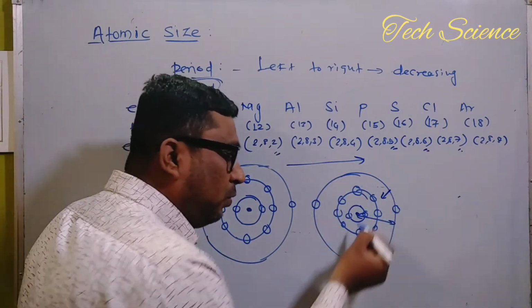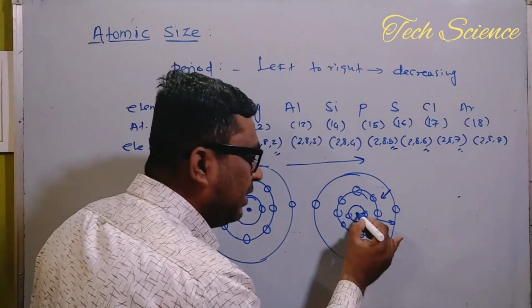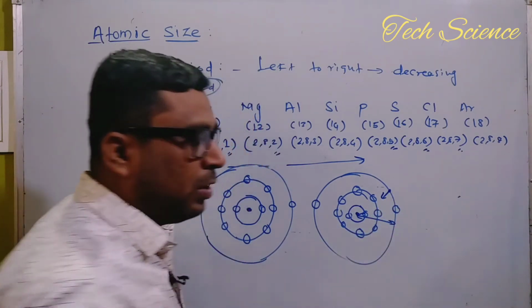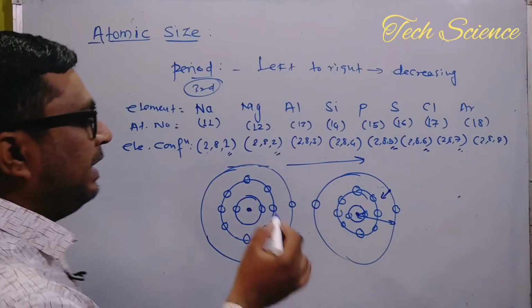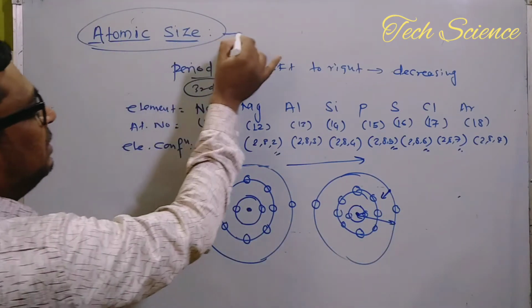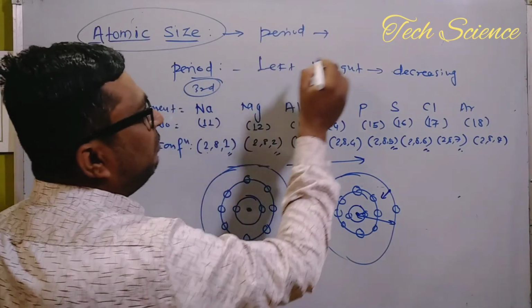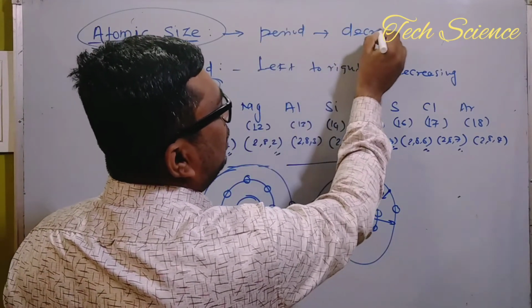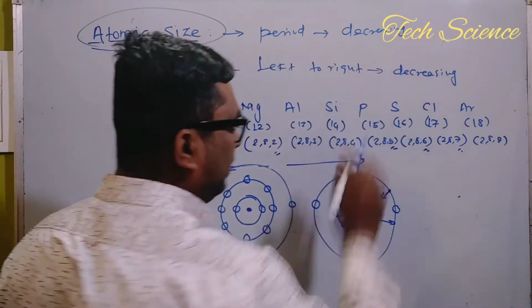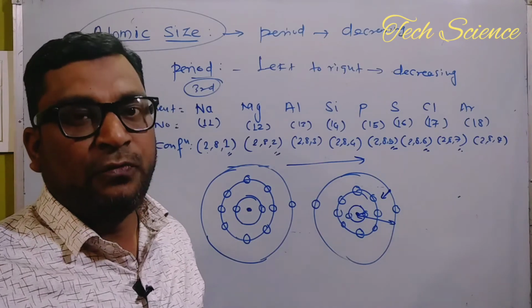And as it is pulled toward the nucleus, when you are moving from left to right, the distance between the nucleus and the outermost orbit goes on decreasing. And if the atomic radius goes on decreasing, of course, atomic size in a period, when you are moving from left to right, also goes on decreasing. This is the reason in a period. Getting? So this is the first thing.